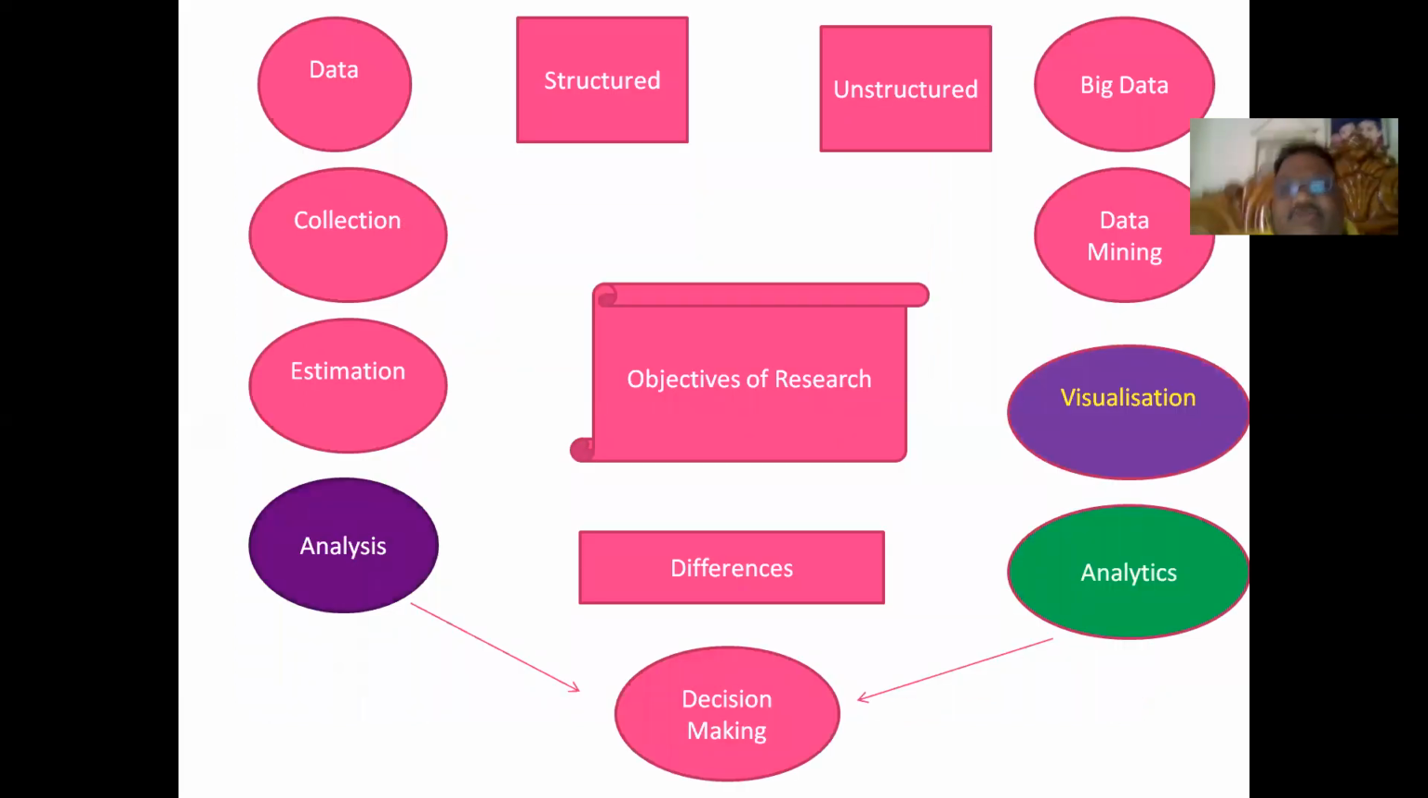What is the objective of research? The objective of research is to make decisions, and that can be carried out through either analysis or analytics. For example, when you come to analysis, it means it is structured. You prepare a questionnaire, then you collect the data, then you estimate, then you analyze, like chi-square test, t-test, f-test, multiple regression, factor analysis, cluster analysis, conjoint. These are all based upon the sample data or structured data.